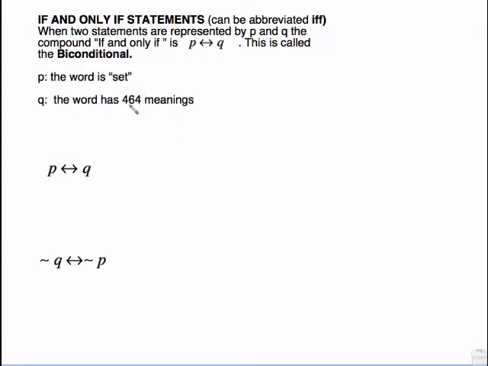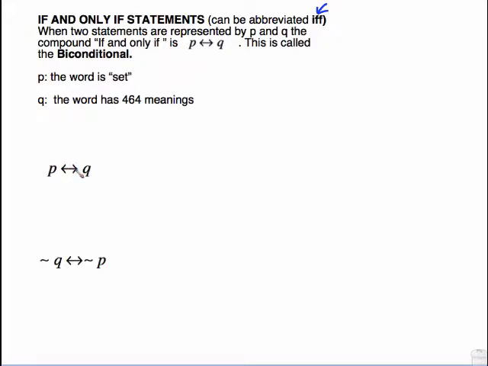Now we look at something called if and only if statements, and sometimes you might remember from your geometry days it was abbreviated IFF. This book does not use that abbreviation, so we just stay with if and only if. When two statements are represented by P and Q, the compound if and only if is this with the double arrow, and this is called the biconditional. So P is the statement the word is set, and Q is the statement the word has 464 meanings. This P with the double arrow Q really stands for if and only if.